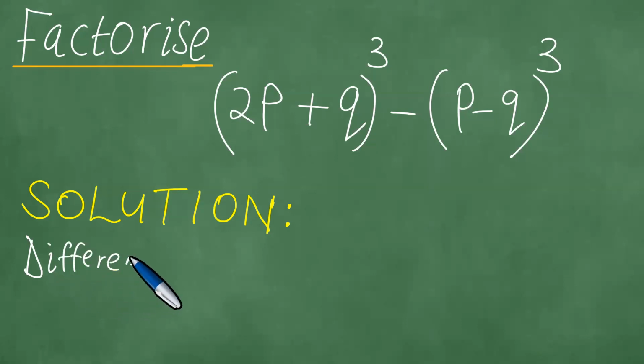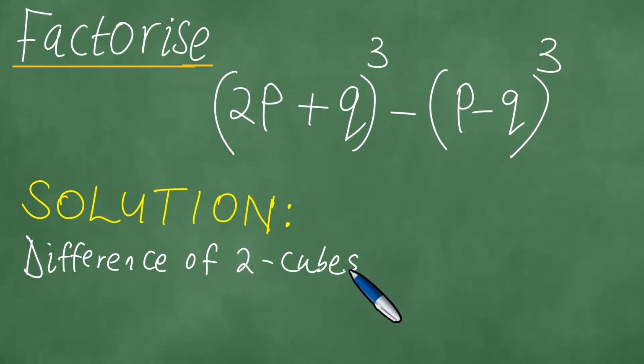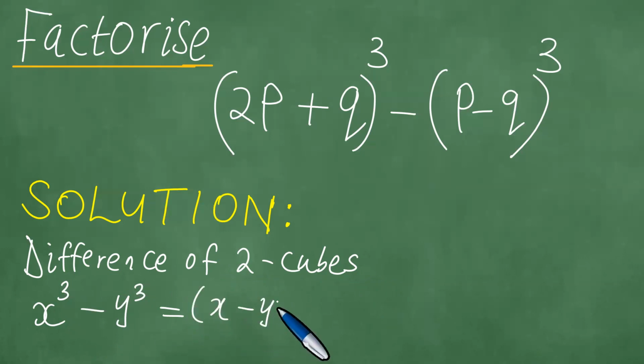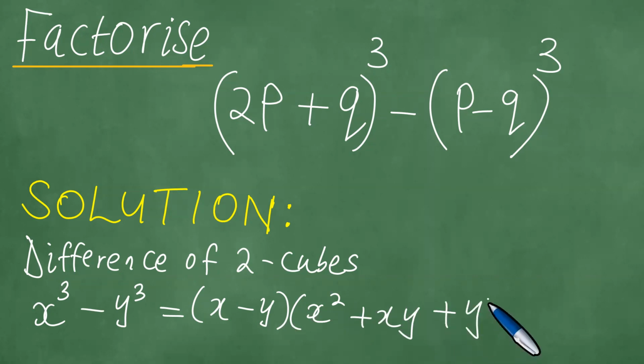The difference of two cubes. How do we study the difference of two cubes? Right, we know that if we have x cubed minus y cubed, if you cover the cubes, you're left with x minus y, times x squared, plus xy (x times y, with the negative becoming plus), plus y squared.